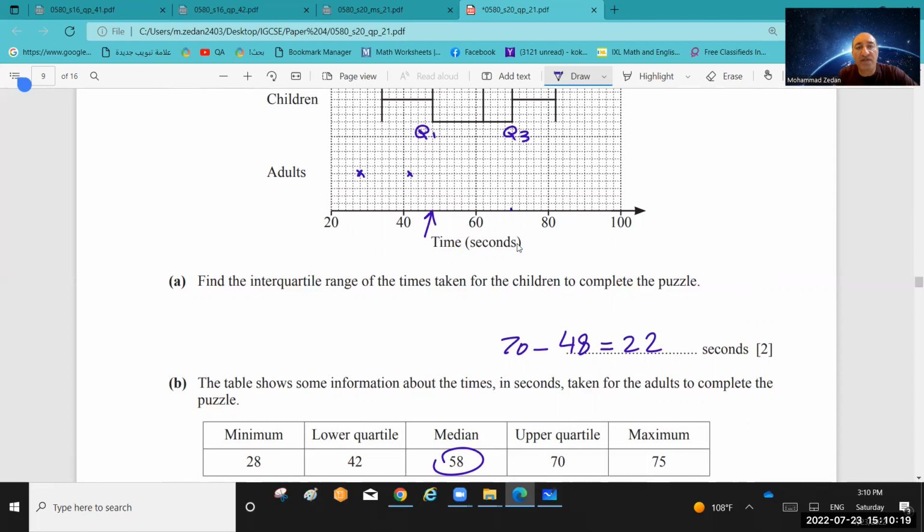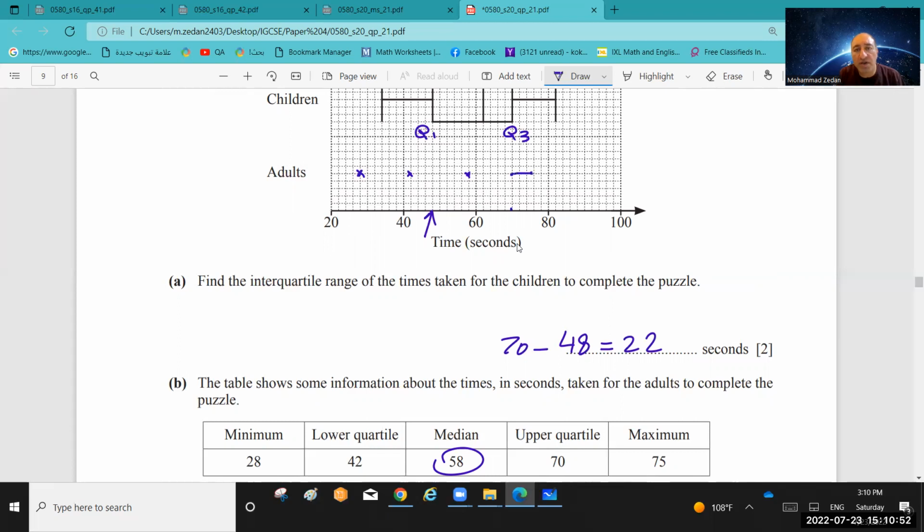And the median is 58. 58 is only 1 millimeter before 60. And the upper quartile is 70. 70 is the midpoint here. And finally, the maximum point is 75, midway between 70 and 80. So simply match this line. I'm sorry, make it accurate. You can match this line. This one is 70, sorry, and this maximum point is 75 here.